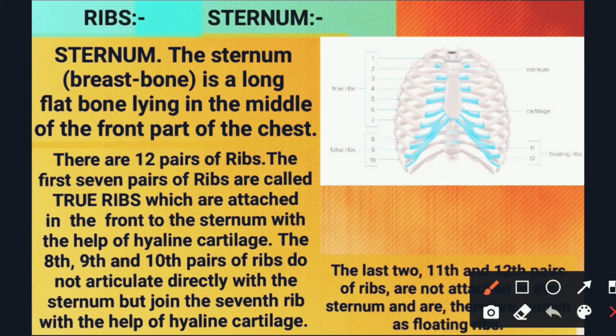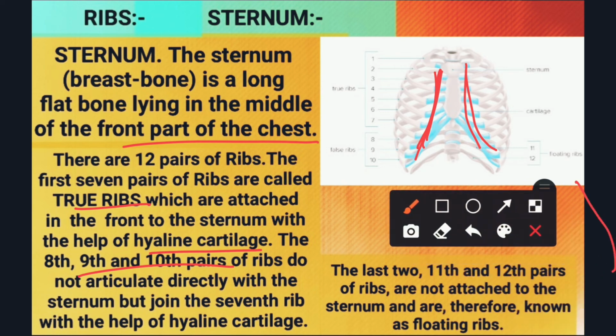So this is only written here. Sternum is a long flat breastbone lying in the middle of the front part of the chest. Now they are about the ribs. There are 12 pairs of ribs. 7 pairs of ribs are called the true ribs, which are attached in the front of the sternum with the help of the hyaline cartilage. 8 9 10th attached नहीं होते, directly attached नहीं है, but वो 7th से attached, not directly with the sternum, but joined with the 7th rib with the help of hyaline. वो भी hyaline cartilage. ये जो blue part है ये hyaline cartilage है भाई, ध्यान से देख लो.